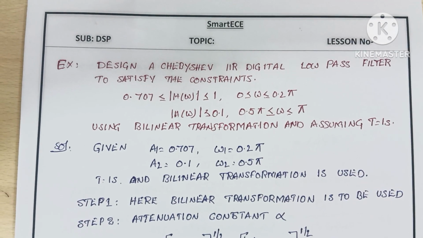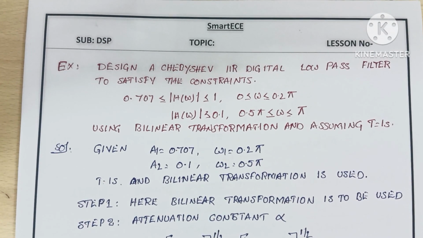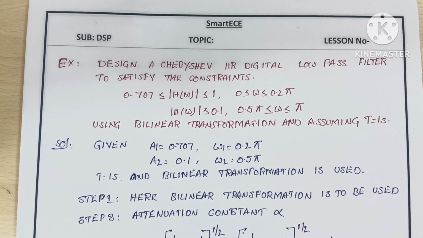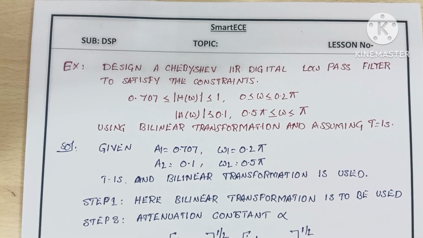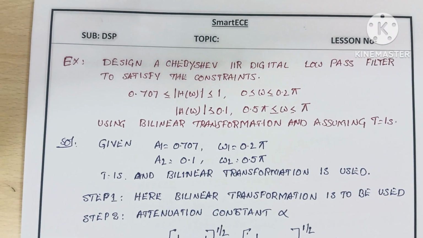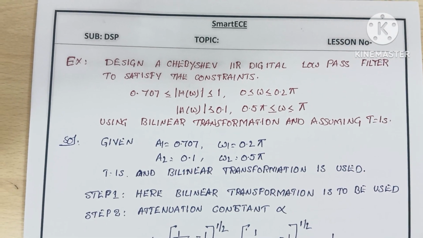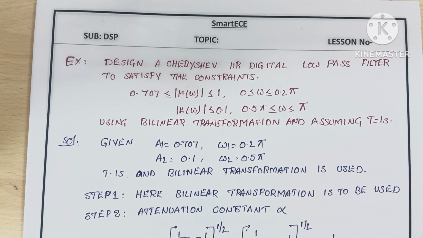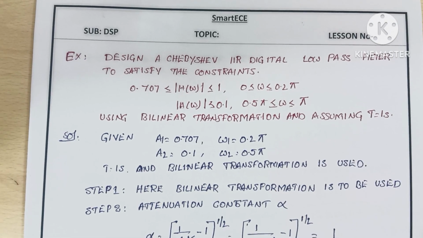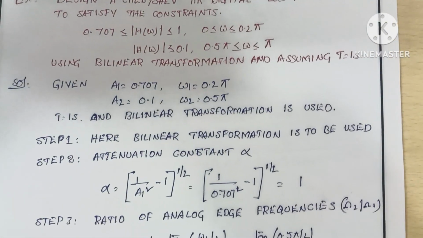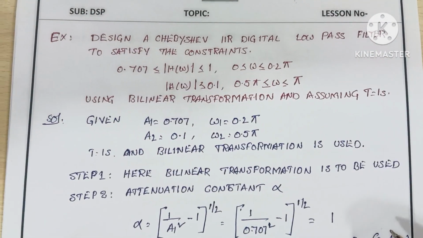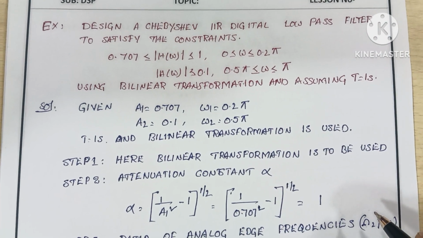Today I'll explain one simple problem: how to design a Chebyshev type 1 digital low pass filter by using bilinear transformation. Yesterday I already explained the procedural steps for designing the filter using bilinear transformation. Today we'll see it with the help of one simple example. Let us see the problem.